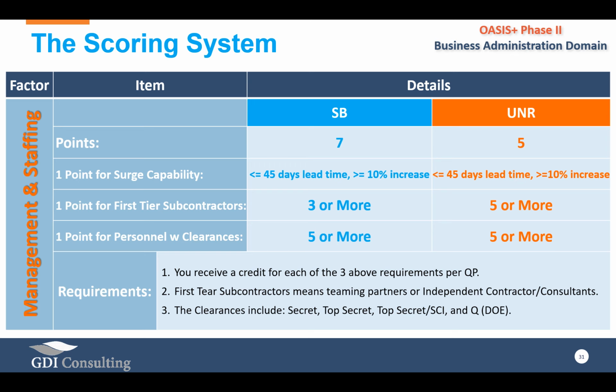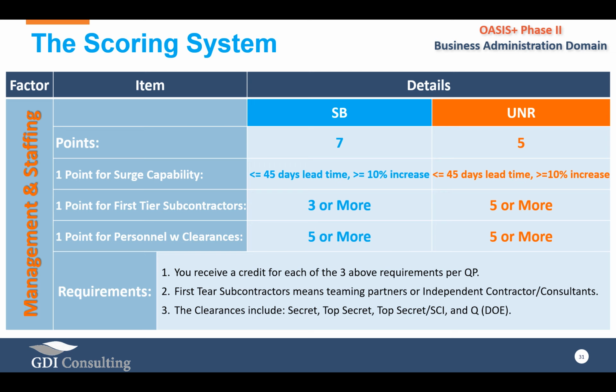For each QP, if it has a surge, you get 1 point. If it has 3 or more subcontractors, for unrestricted, 5 or more, used in that, and it doesn't matter how many days those subcontractors were used. As long as you can prove that you had them for that contract, you get a point.